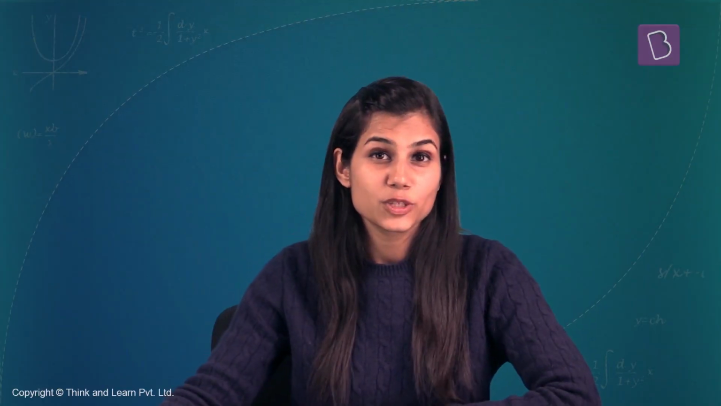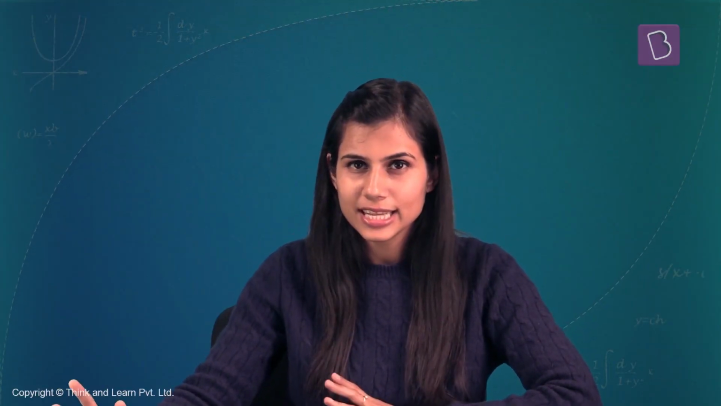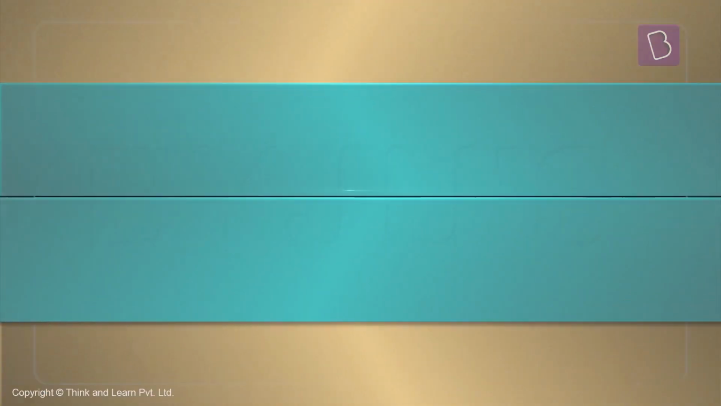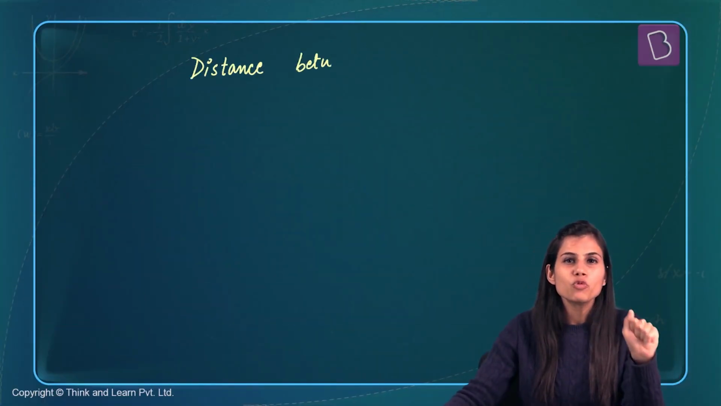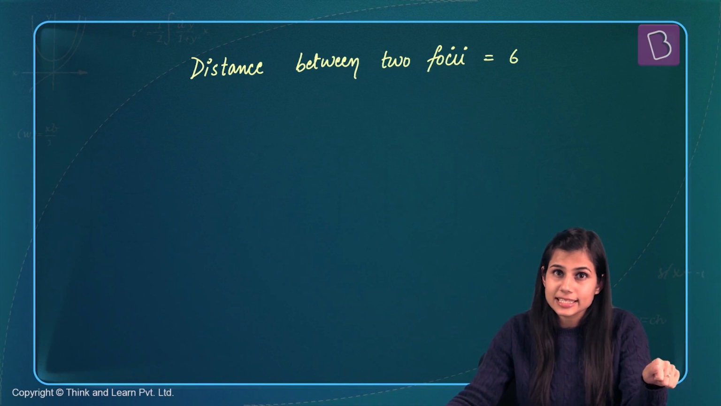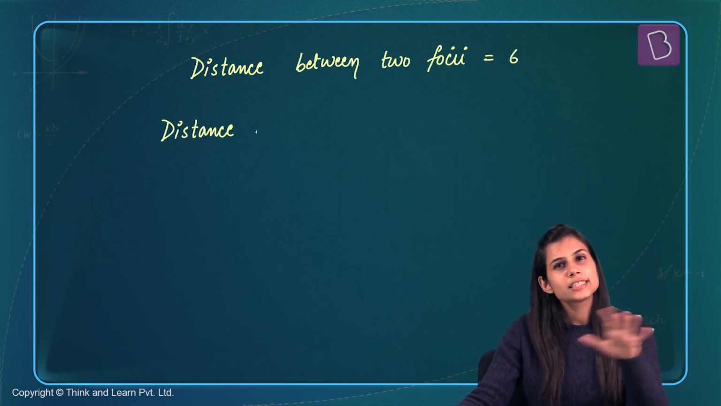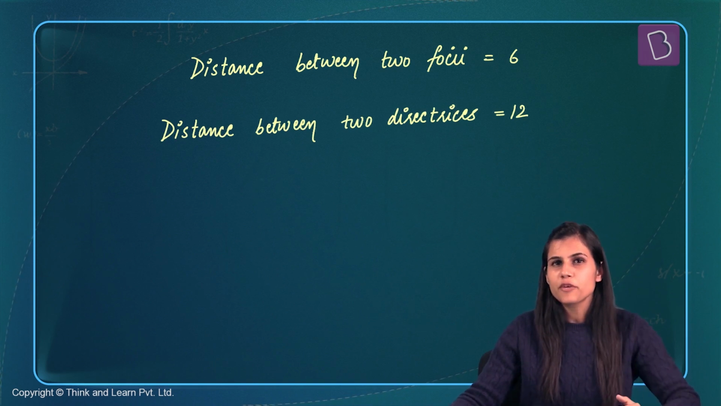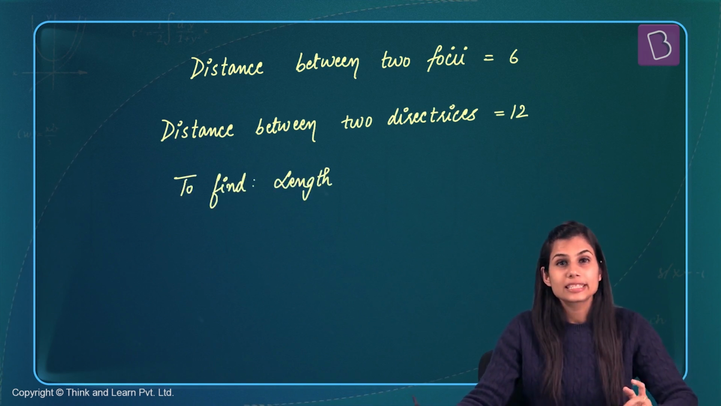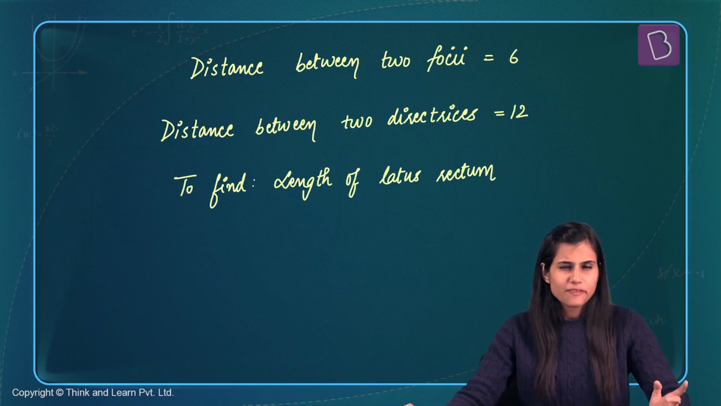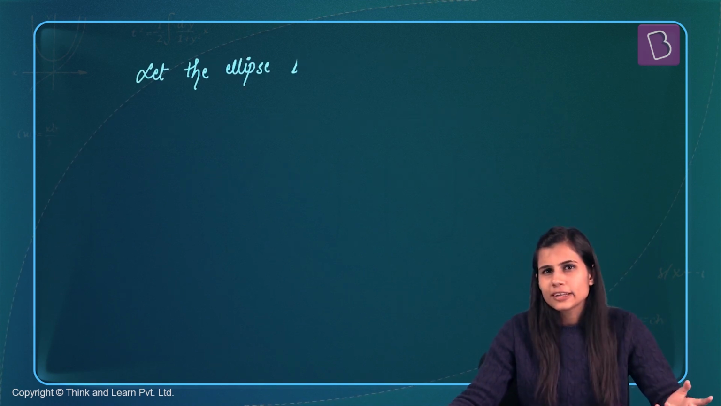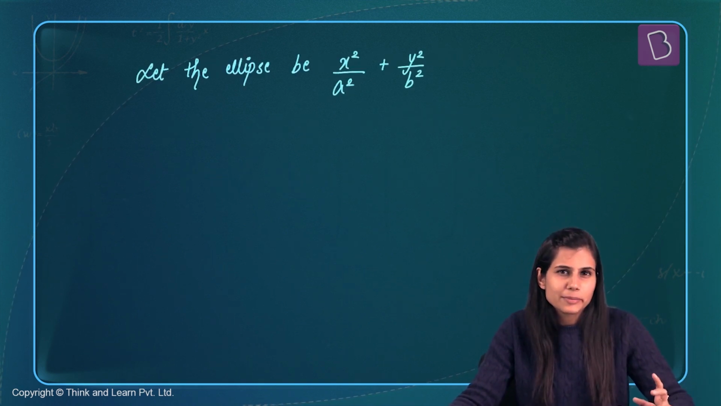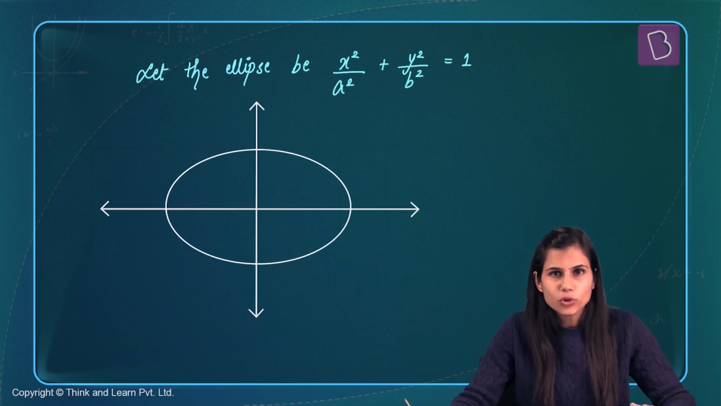Coming up next, we have this question from the chapter conic sections, from the concept of ellipse. The question says that the distance between the two foci of a standard ellipse is 6, and the distance between the two directrices is 12. Based upon this information, we have to find the length of its latus rectum. So I consider the ellipse's equation to be the standard one, x square by a square plus y square by b square equals 1.